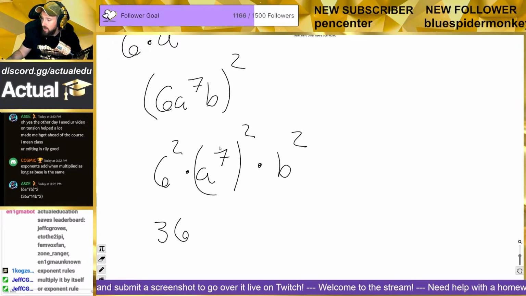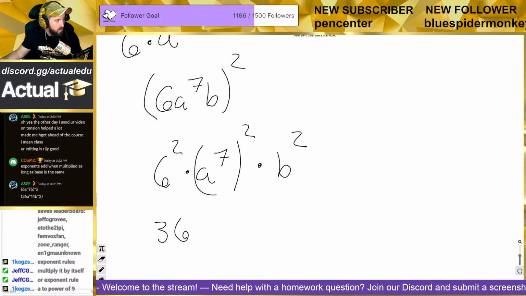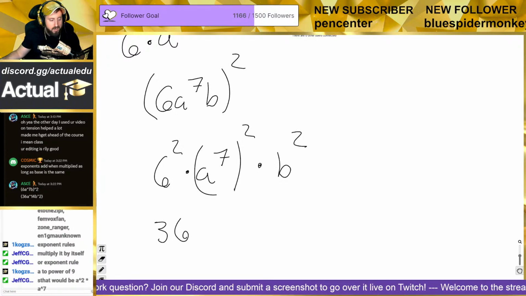What happens here? What happens when I do a to the 7th to the 2nd? What's that? It's kind of weird, right? What's that? A to the power of 9. Close. Yes, yes. So whenever you're doing power to a power, you got to multiply them. So this is actually a to the 14th.